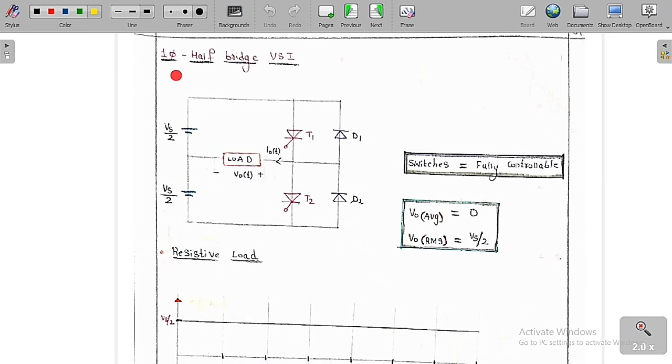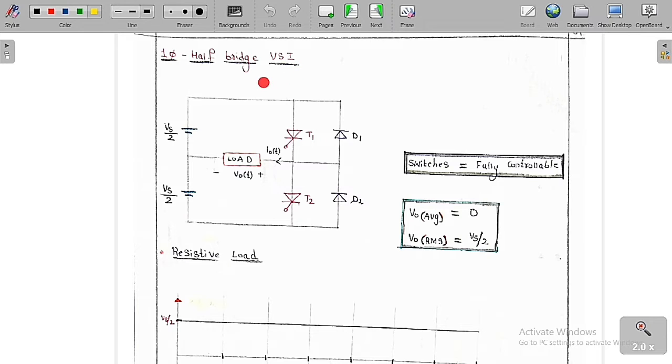So now let us discuss the single phase half bridge voltage source inverter. Single phase means here we are going to give only a single phase. Half bridge means there is only one leg. This combination is called one leg. If there are two legs it is called a full bridge, but here we are going to use only one leg, so it is called a half bridge.